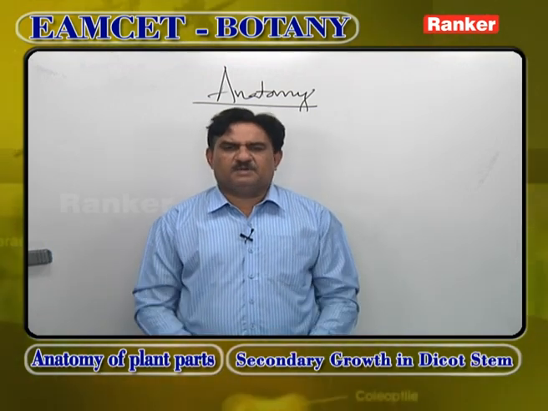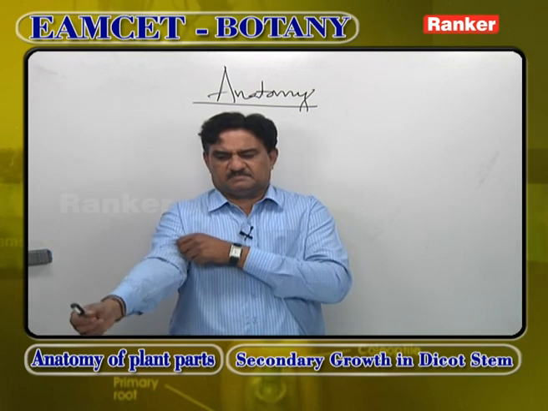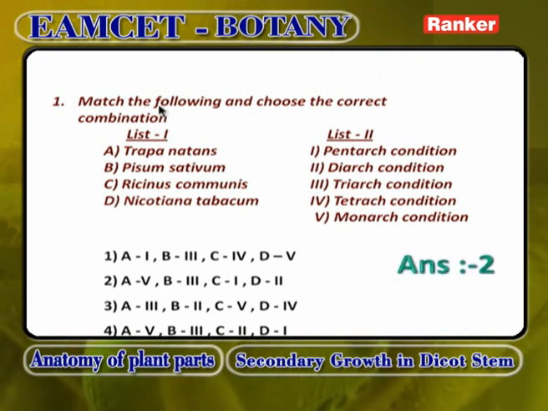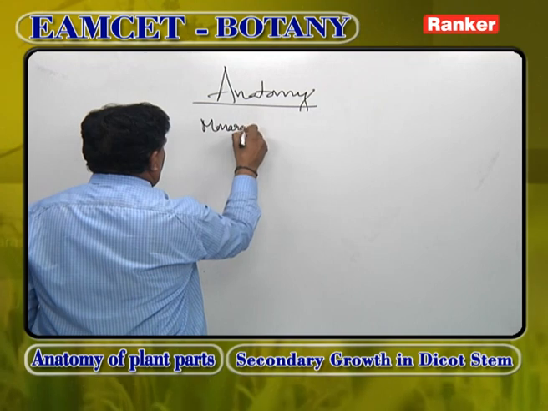Now, we discuss some important bits in anatomy. First, this is a matching tabular form. Match the following and choose the correct combination: Trapa natans, Pisum sativum, Ricinus communis, Nicotiana tabacum. We have to remember one tabular form. Monarch and exarch.